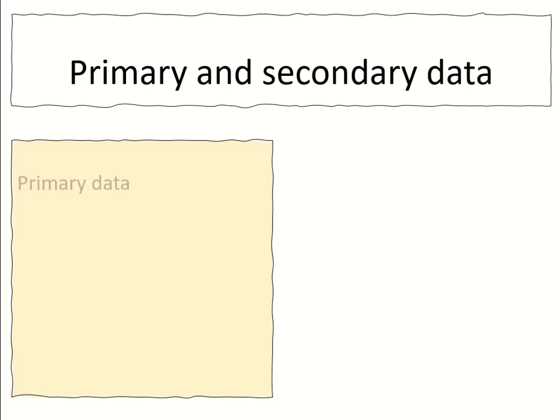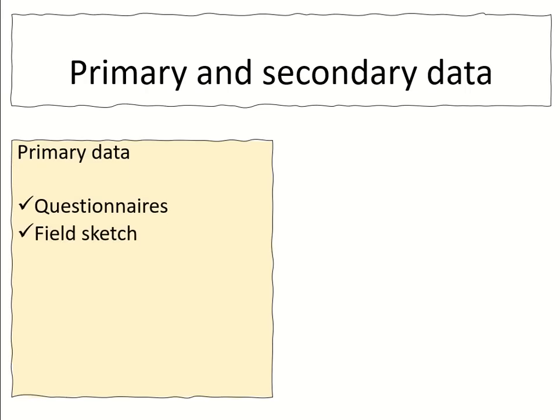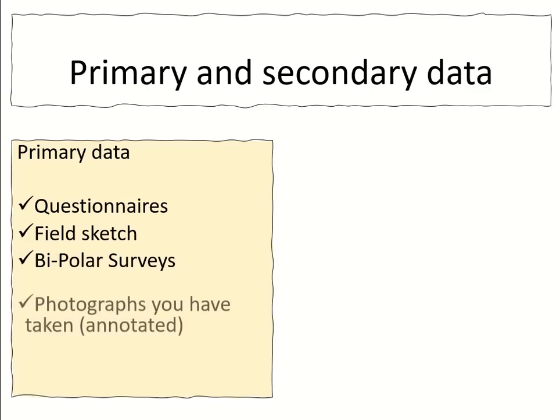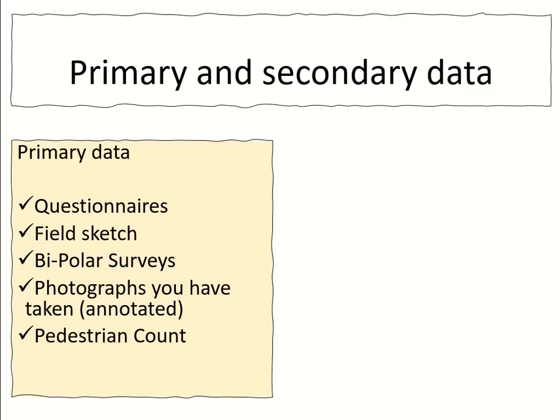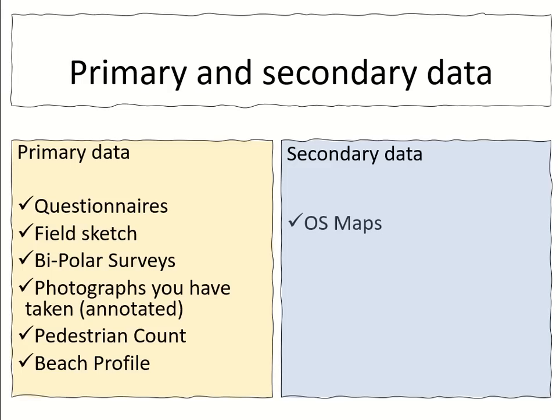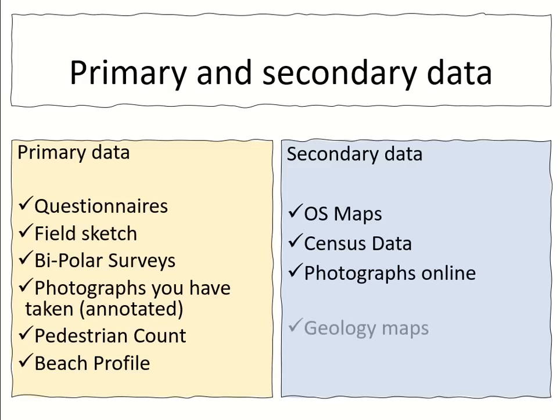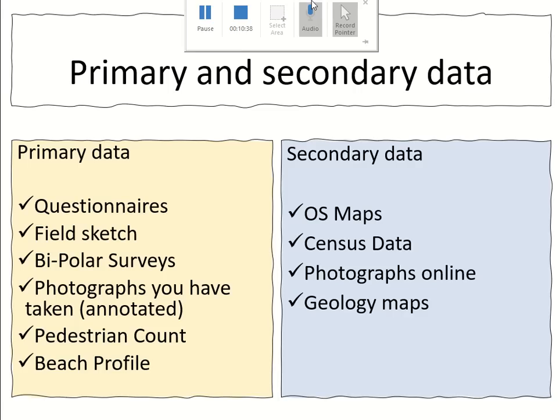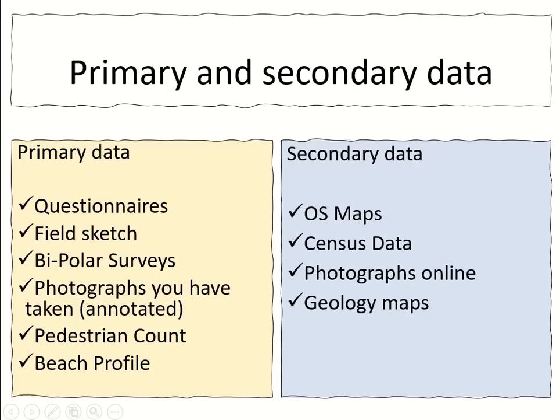Now, some examples of these then. So primary data would be your questionnaires, your field sketches, your bipolar surveys, annotated photographs, pedestrian counts, beach profiles. Your secondary data is more likely to be things like OS maps, using the census for population data, online photographs, geology maps, etc. And my strong advice would be to make sure that you know a couple of primary and secondary data methods and you remember those pros and cons. So maybe make sure you're making notes throughout this video as well.